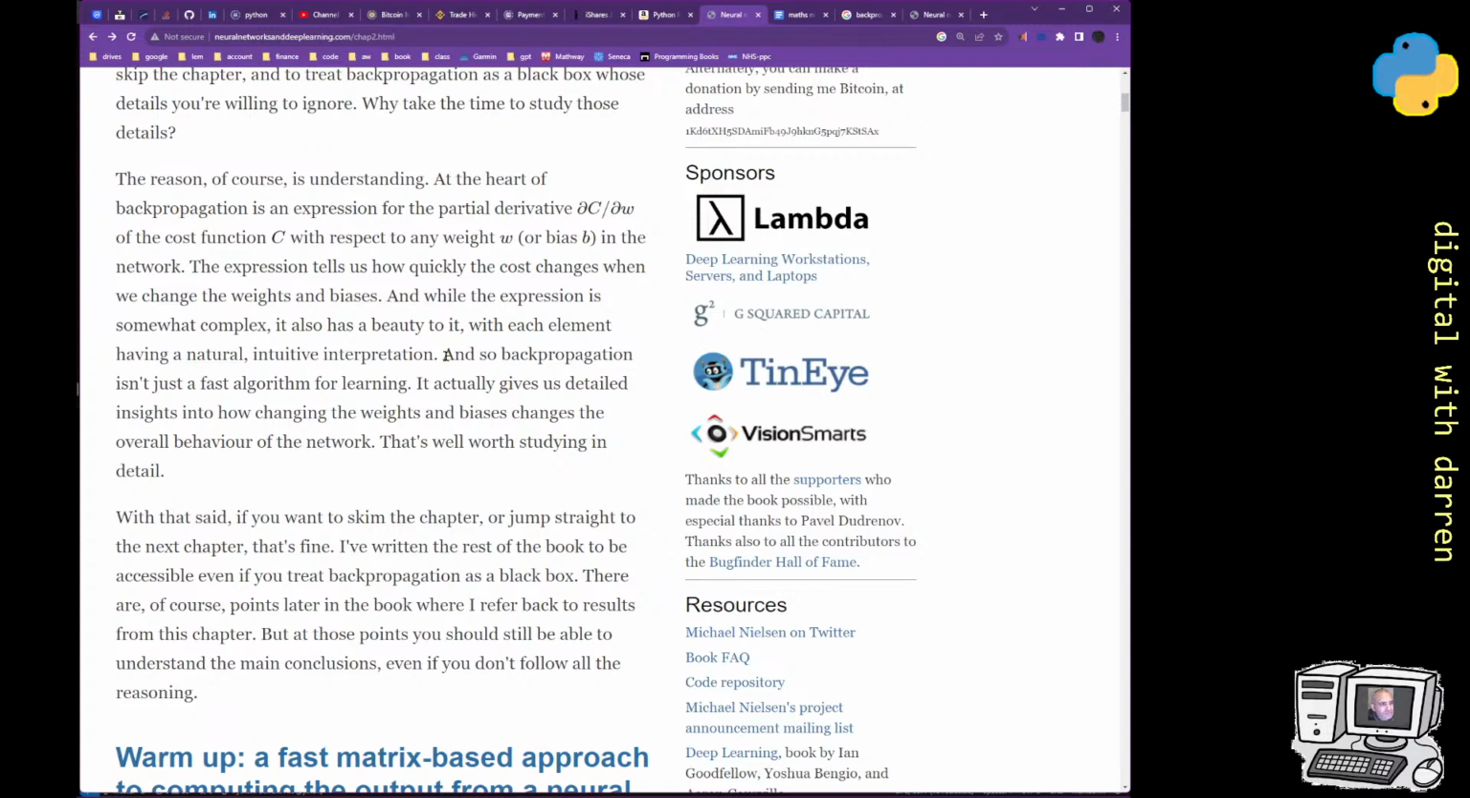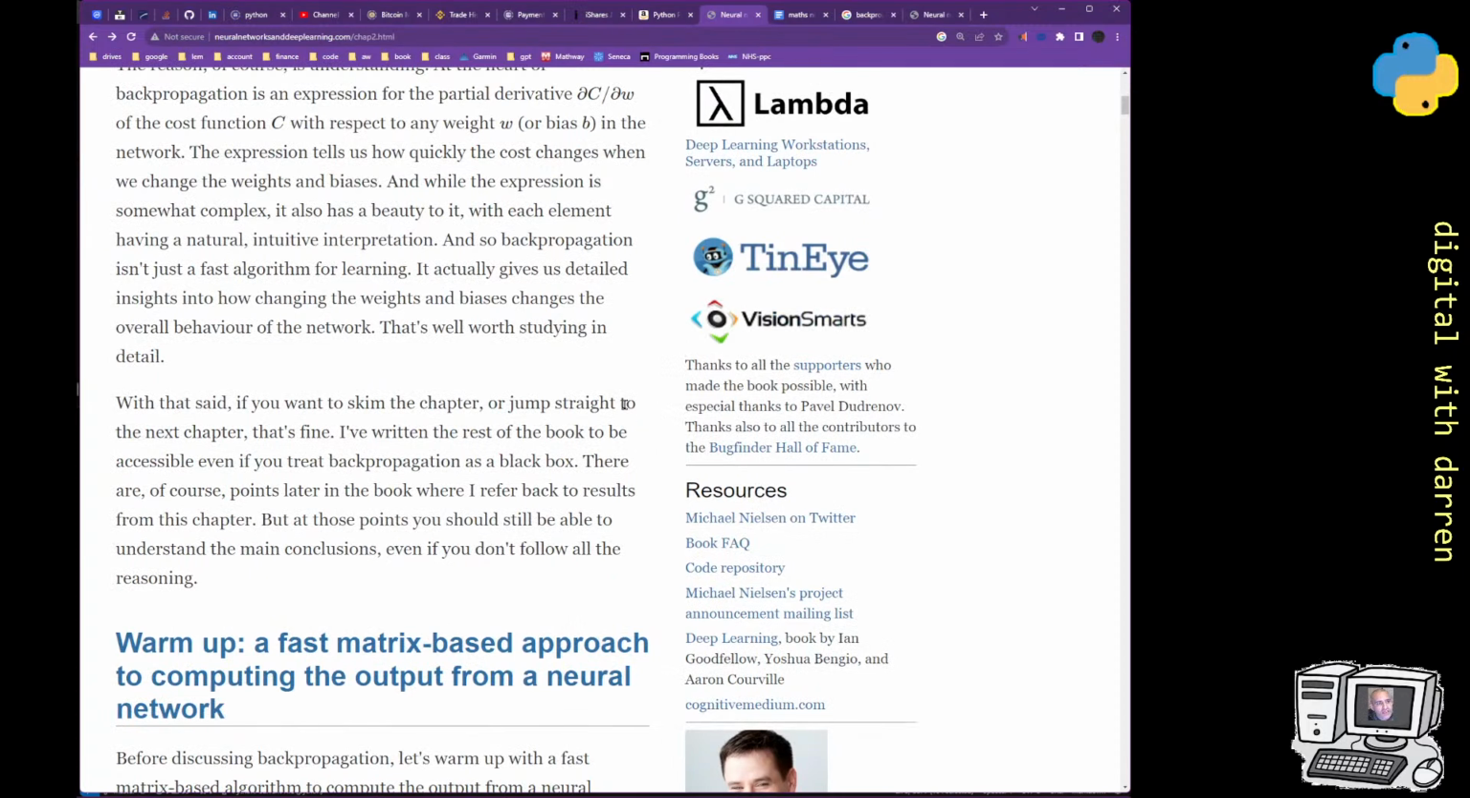So backpropagation is now just a fast algorithm for learning. It gives us detailed insights into how changing the weights and biases changes the overall behavior of the network. That's well worth studying in detail. With that said, if you want to skip this chapter or skim the chapter or jump straight to the next chapter, it's fine. I've written the rest of the book to be accessible even if you treat backpropagation as a black box.